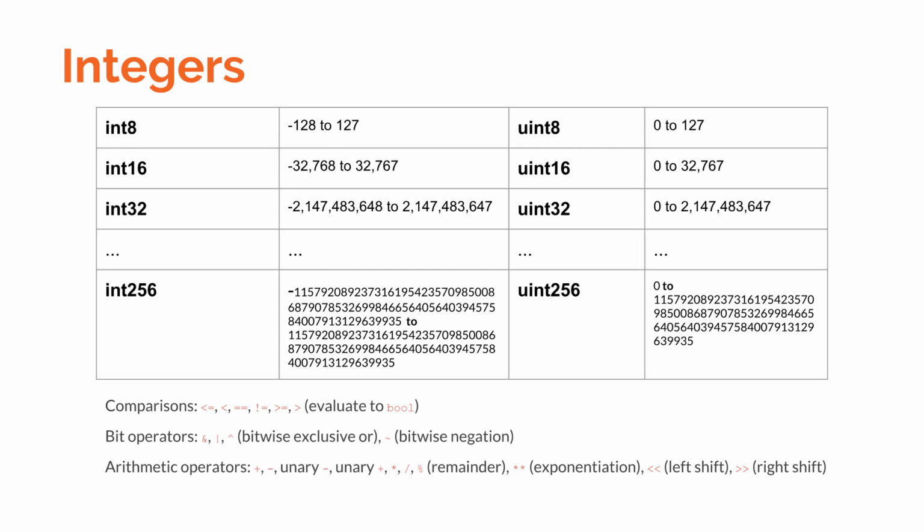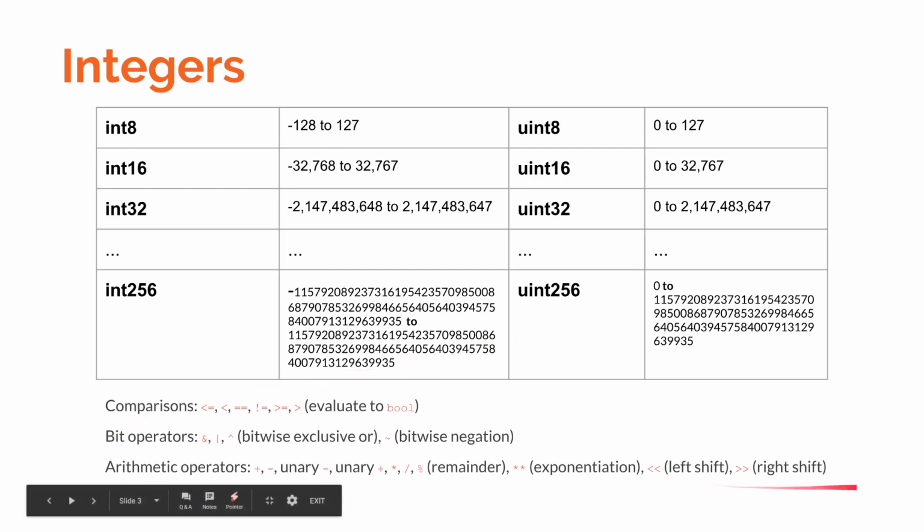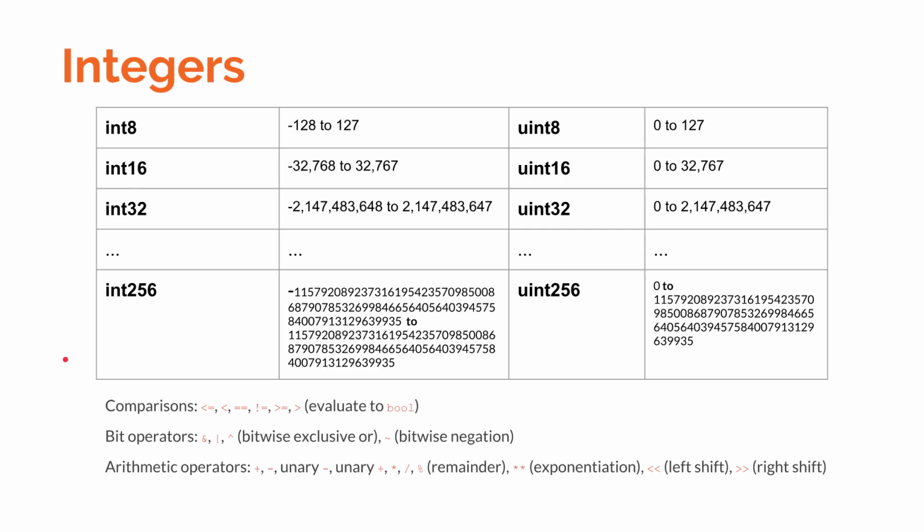So with integers, you can do comparison, bit and arithmetic operations as listed below in this table. Just keep in mind that as in any other programming language, you can have overflow or underflow of a number. For example, if you define a uint256 equal to 0 and then you subtract 1 from that number, you will get this large number over here. This can cause a lot of trouble, so be aware of it.